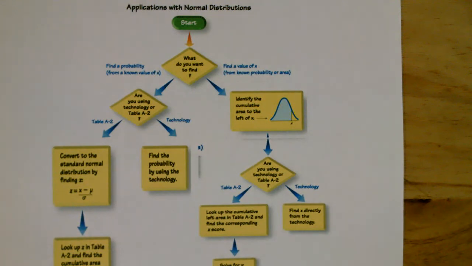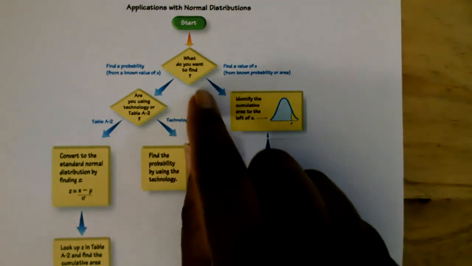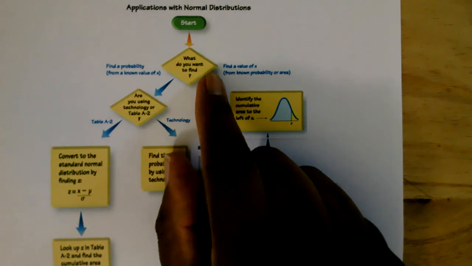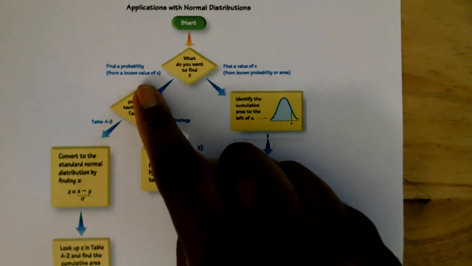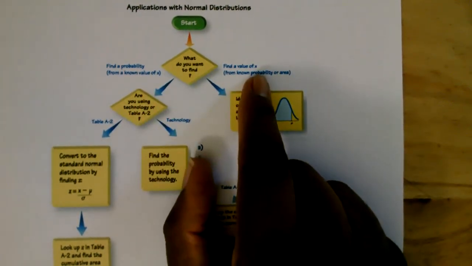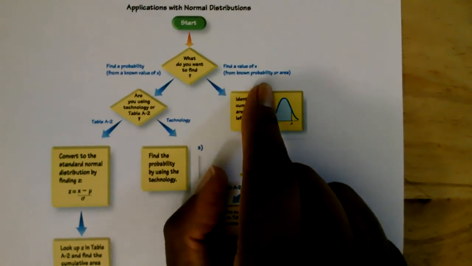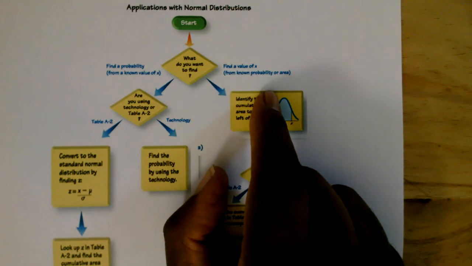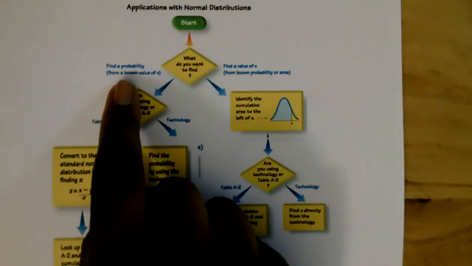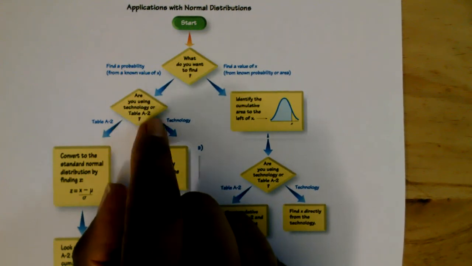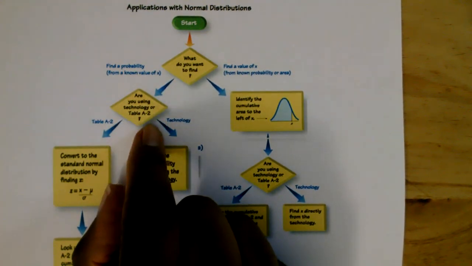Okay. So here we're going to start with finding, what do we want to find? We either want to find the probability from a known value of x, or we want to find the value of x from known probability or area. Now, if we're finding the probability from a known value of x, then we need to ask ourselves, are we using technology or table A-2?